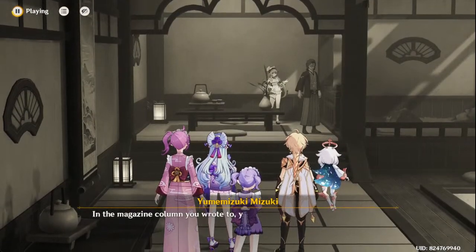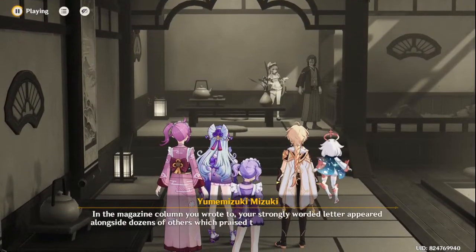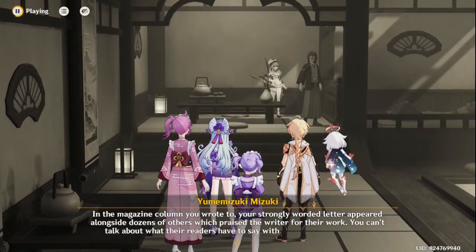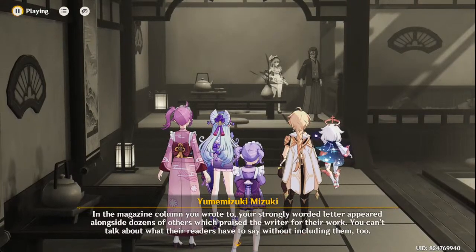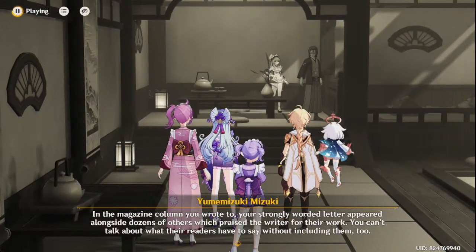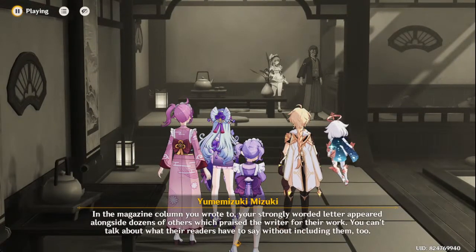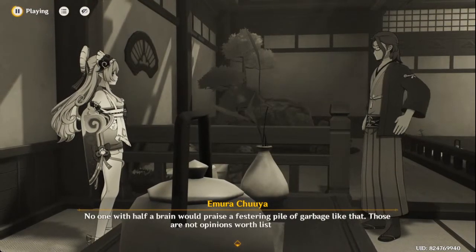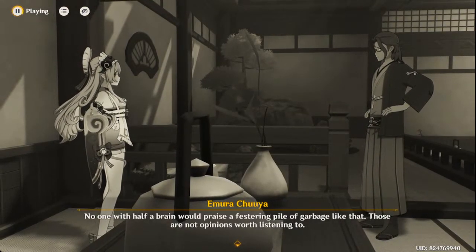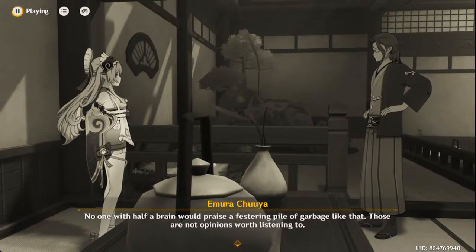In the magazine column you wrote to, your strongly worded letter appeared alongside dozens of others which praised the writer for their work. You can't talk about what the readers have to say without including them. No one with half a brain would praise a festering pile of garbage like that. Those are not opinions worth listening to.